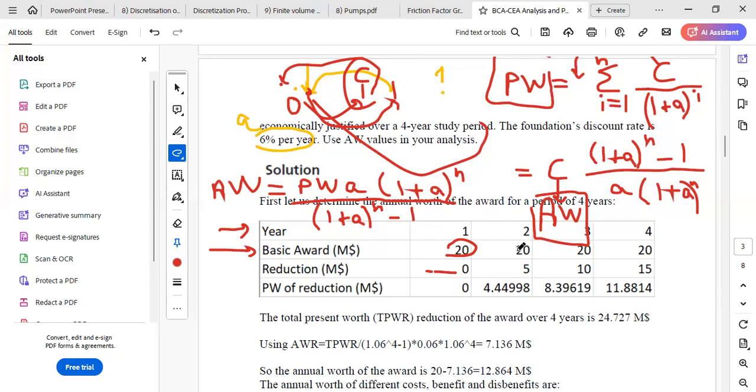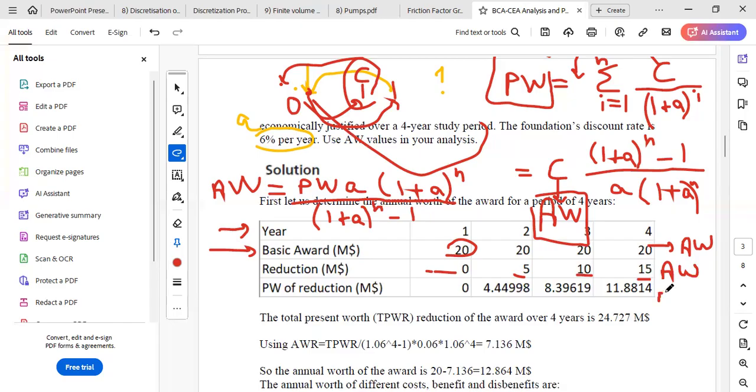They said that the reduction is $5 million per year. So the reduction in year 2 will be 5. The reduction in year 3 will be 10. And the reduction in year 4 will be 15. Okay? So you can say, if you want, that since already the basic award is paid annually, the basic award annual worth is 20. But because the reduction value is changing, and each year you are reducing $5 more million, you can say that this reduction will accumulate with years. So it's not a constant value, because each year I will add a reduction of 5. That's why we need to compute the annual worth value of reduction.